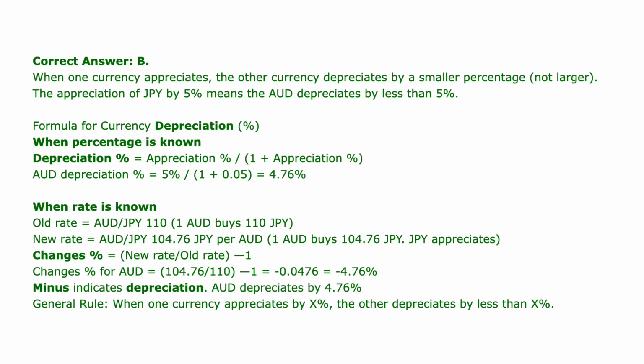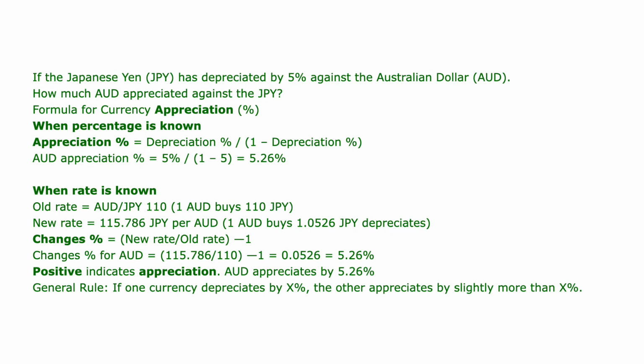When one currency appreciates by a specific percentage, X%, the corresponding depreciation of the second currency is always mathematically smaller than X%. Using the formula 5% divided by 1 plus 0.05, the depreciation is exactly 4.76%, which directly supports the answer that the AUD depreciated by less than 5%. The relationship works in the opposite direction for appreciation. If a currency depreciates by X%, the other appreciates by slightly more than X%. When both are combined, percentage changes are never equal when switching the base and price currencies. They will always be mathematically different.